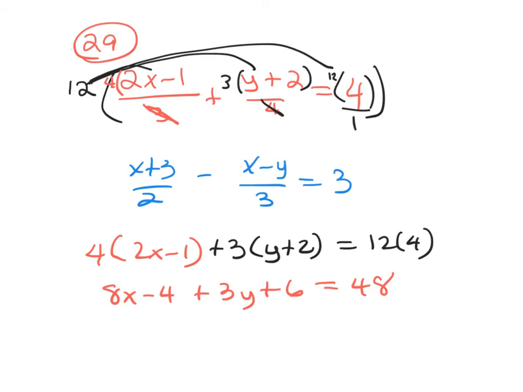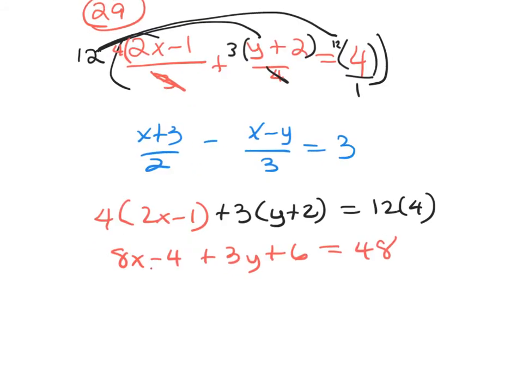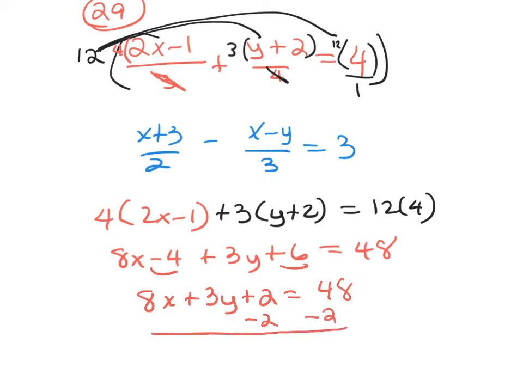I now need to combine some like terms. And these are like terms here. I get 8x plus 3y plus 2 equals 48. Move the 2. And now I'm done getting rid of the fraction of the first one. Now I'm going to do the blue one.